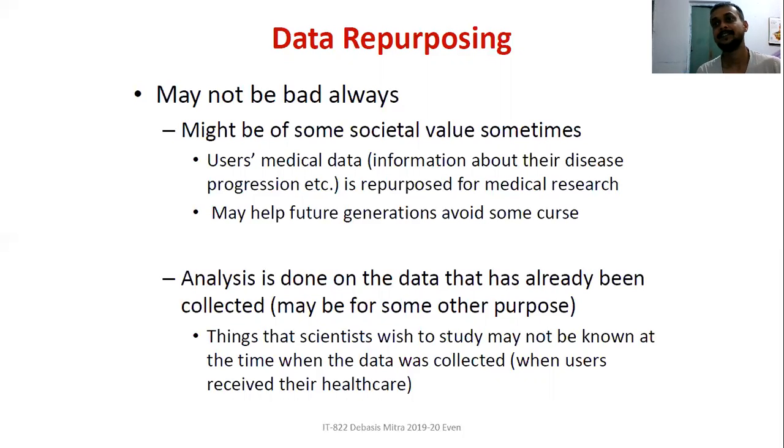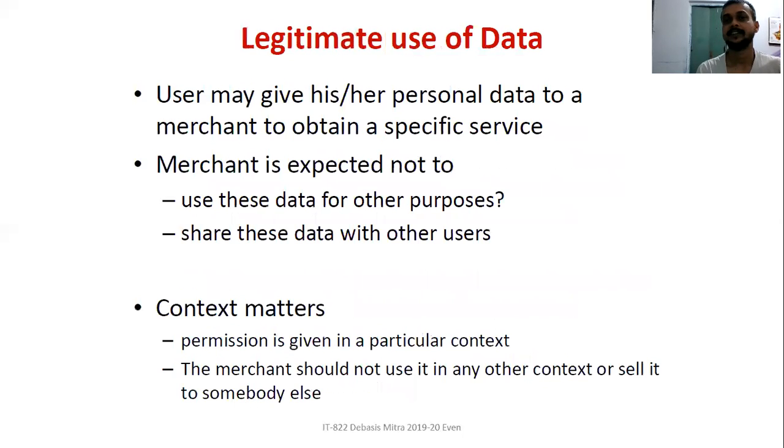But since this repurposing is done beyond the knowledge of the users who have provided the data, there is a risk that some malicious use of those data may be done, either intentionally or through unintentional loopholes in this whole process, which may lead to some vulnerability that may be exploited by malicious agents or merchants to breach the privacy.